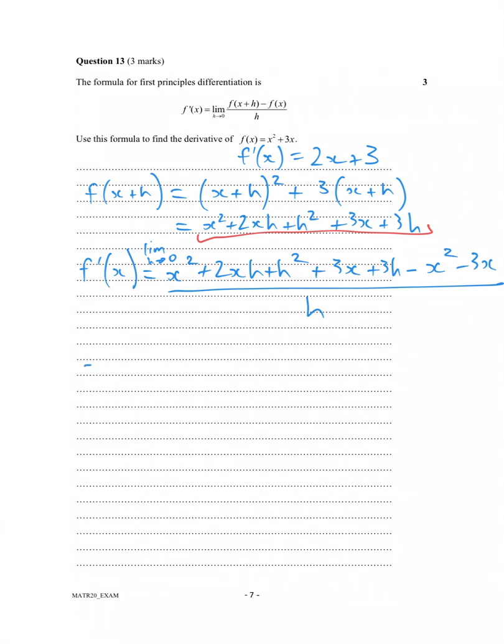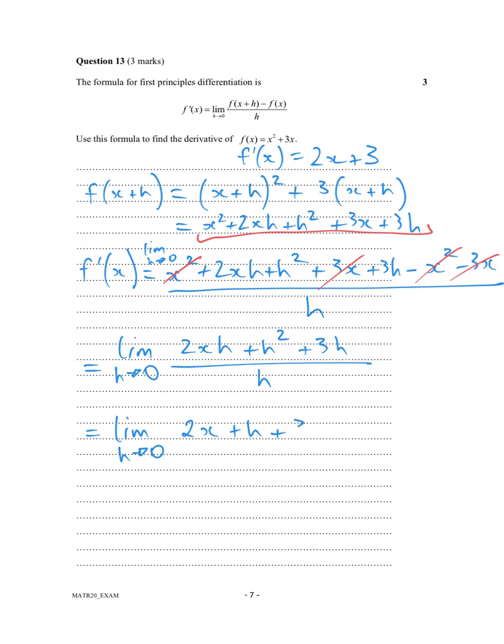Simplifying all that using some like terms. Again, I need to include this statement. Limit as h gets really close to 0. My x squareds are gone, so are the 3x's. Anything that doesn't involve h is going to simplify. So I've got 2xh, h squared, 3h, all over h, which you'll notice they share a common factor of h, which I'm going to divide out. 2x plus h plus 3.